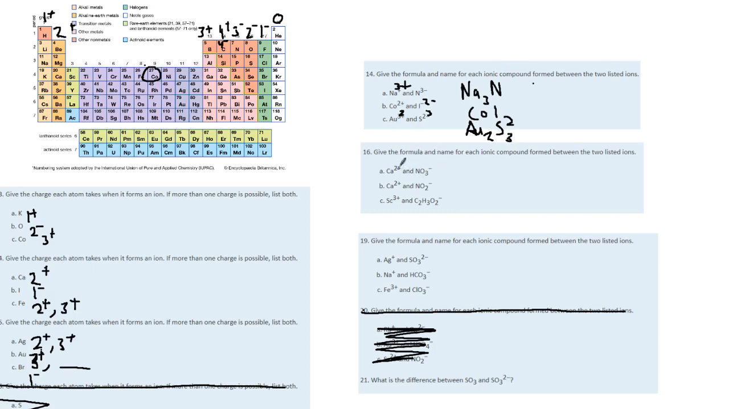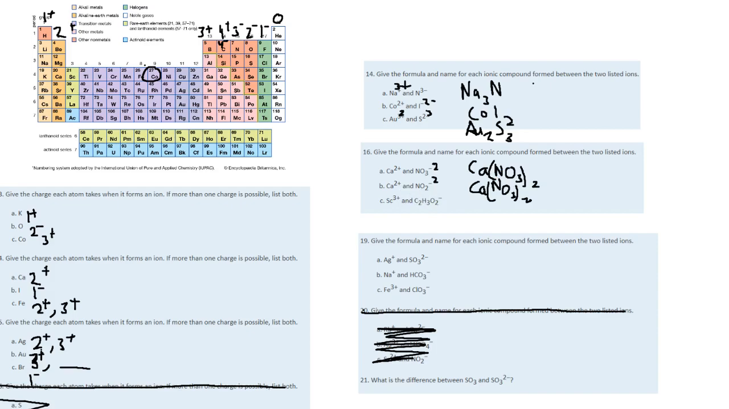Same thing here. We have Ca2 plus, and then NO3 minus, so we need 2 of these. We also need 2 of these. This will be calcium nitrate, calcium nitrite, and scandium.